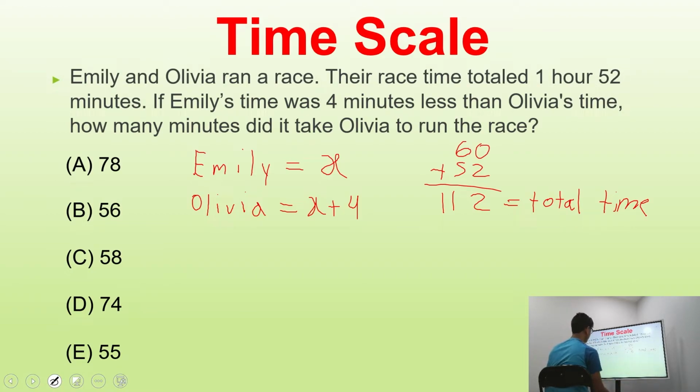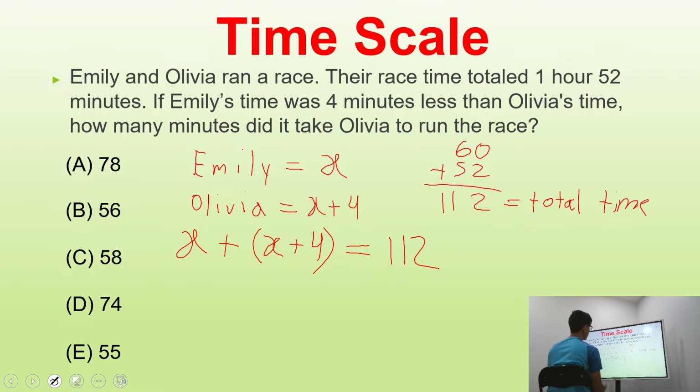And we know that Olivia took 4 minutes more than Emily. So now we're going to start making this equation to solve this problem. We're going to add Emily's and Olivia's times to make it equal to the total time. So we have X, which is Emily's time, plus Olivia's time, which is X plus 4. We're grouping both of them together so we can equal it to the total time. So that means X plus X plus 4 will equal 112 minutes in total time.